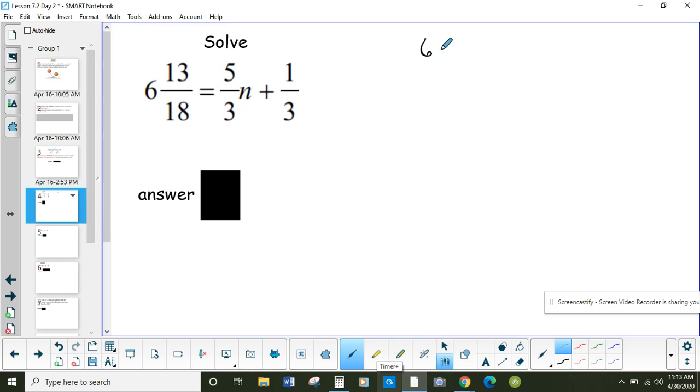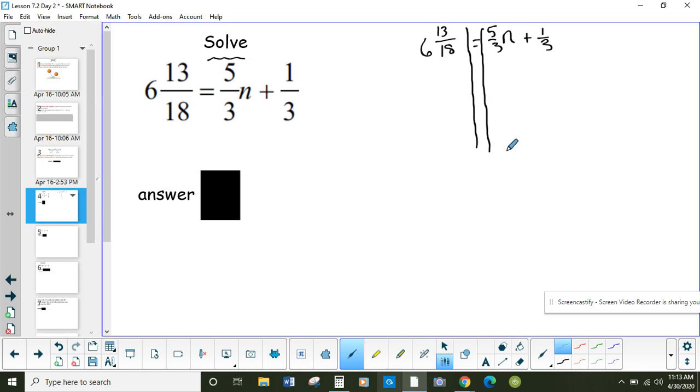So whenever we're dealing with fractions, we want to make everything a fraction, right? So I got 6 and 13 eighteenths equals 5/3 n, or 5/3 times something, plus 1/3. So 5/3 times what? Plus 1/3 will give us 6 and 13 eighteenths. Let's figure that out by solving.